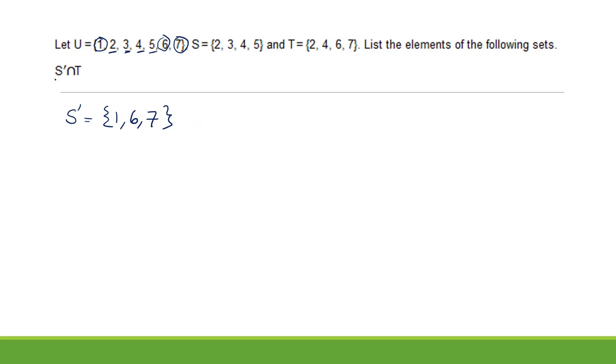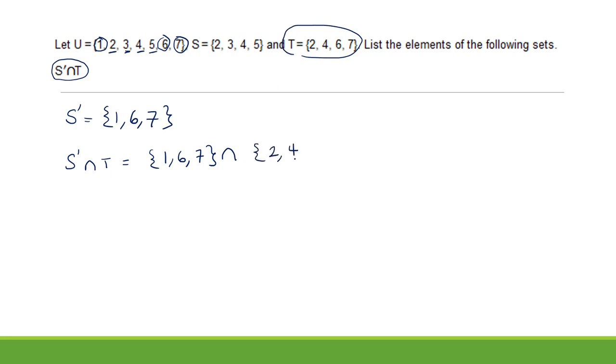Now for the first part of the question, we're looking for S prime, which we found. Now we'll have to intersect that with T. S prime intersect T is equal to 1, 6, 7 intersect that with the set T, and here's the set T. The set T is 2, 4, 6, 7.